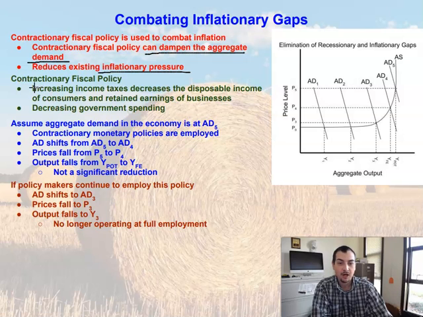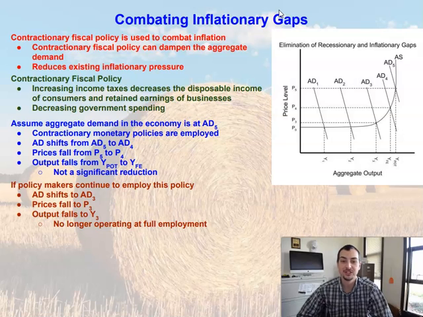Like we said, whenever we deal with contractionary fiscal policy, we're going to be increasing income taxes. And increasing income taxes decreases the disposable income that consumers have, and it reduces the retained earnings of businesses. It's also going to be decreasing government spending. Essentially, we're trying to get people to spend less. We're trying to get households to spend less because they don't have as much disposable income, businesses to spend less because they don't have as much in retained earnings, and the government to spend less.